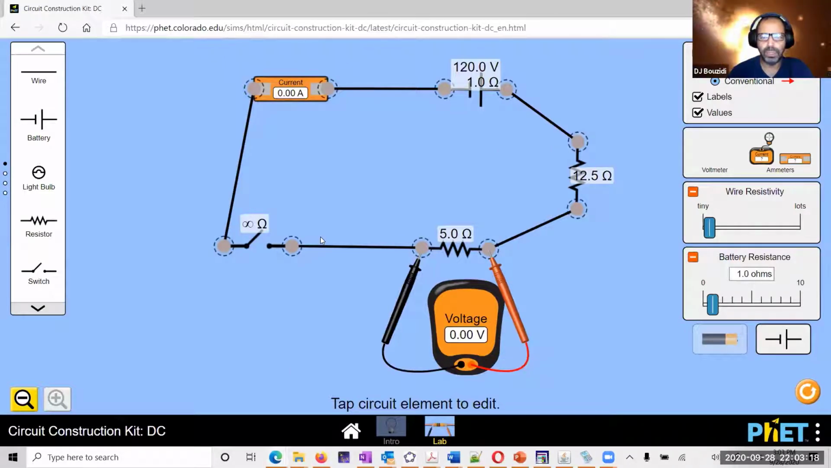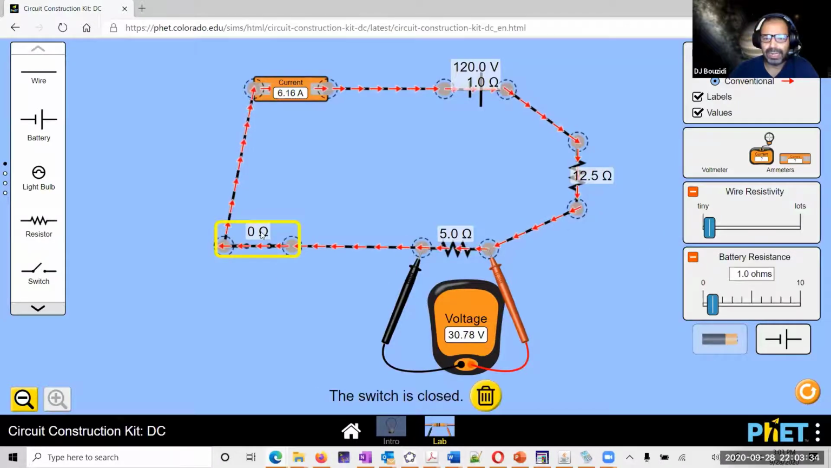So we're going to close the switch, and you will see the current flowing through the ammeter, okay? And also the voltmeter now starts to read values. So we're going to close it now just by clicking on it. The ammeter is reading 6.16 amps. Remember, the voltage is a huge 140 volts, and the two resistors combined add up to 17.5 ohms. So that's why there is that much. There is already a 30.78 volts drop across this one.